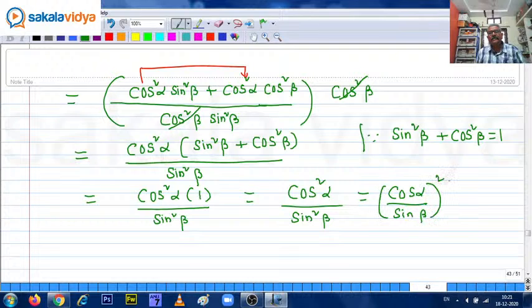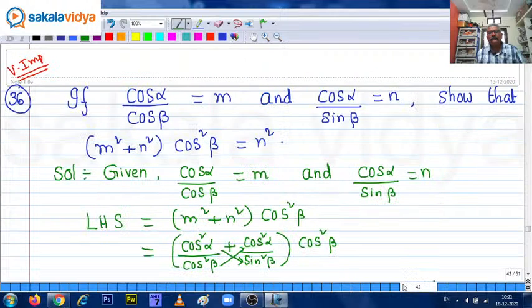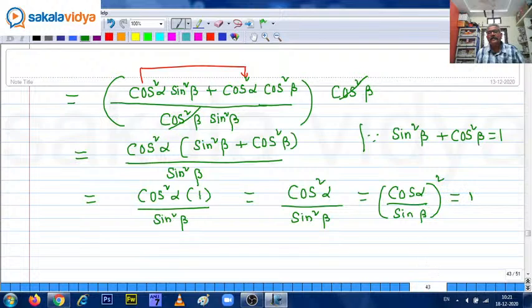Just go back to the question now. What is the question? Cos alpha by sin beta is n. So this is n square. This is the RHS. Hence it is proved.